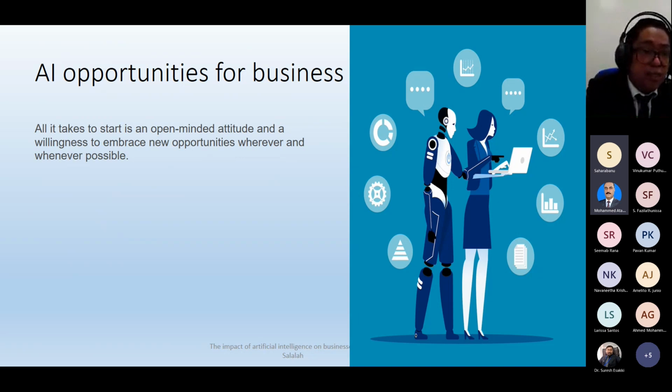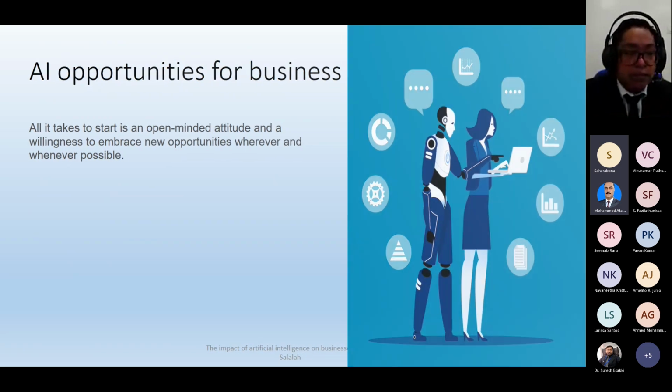AI opportunities for businesses: we have to consider that AI has many potentials that will really change the way your business operates. And of course, all it takes is an open-minded attitude and a willingness to embrace this new opportunity whenever and wherever possible, because AI will really give us change if we accept this new technology from our business point of view.